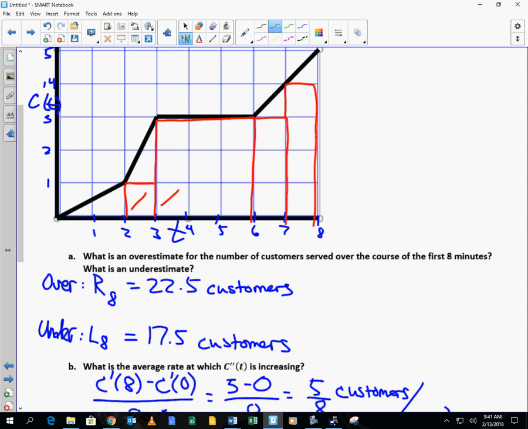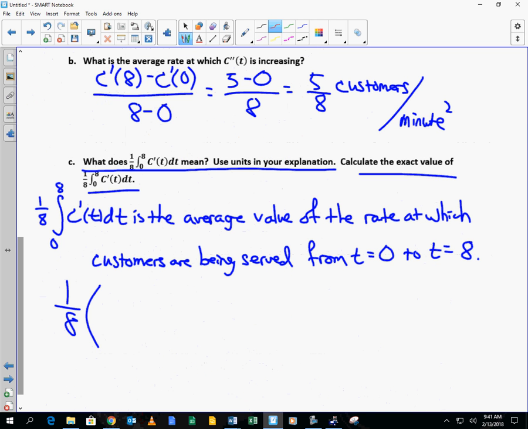What do I got? 1, 2, 3, 4, 5, 6, 7, 8, 9, 10, 11, 12, 13, 14, 15, 16, 17, 18, 19, 20. We good with that? So we have 1/8 times 20, which is 20 over 8, or divide by 4, we have 5 over 2, or 2.5 what?